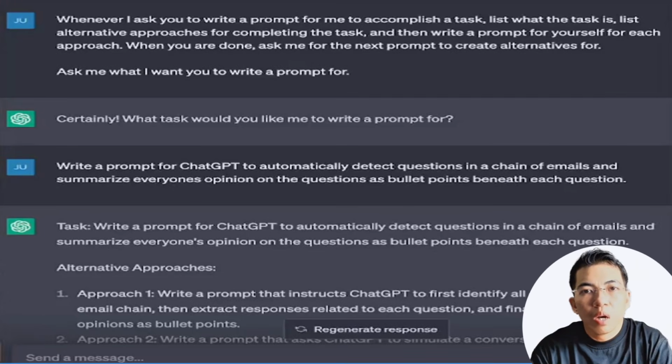When we're having a long conversation with a large language model, sometimes we'll run into the challenge that the large language model will forget the rules of the game.